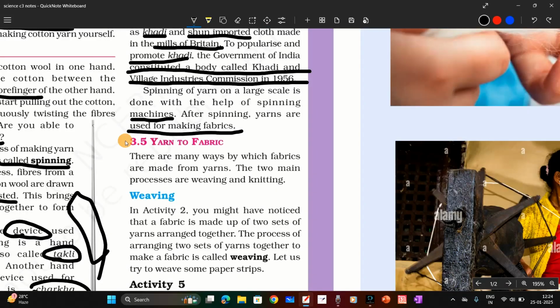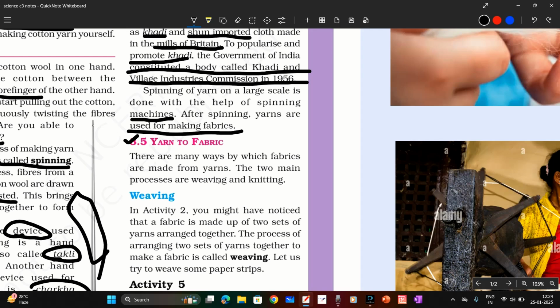Next, we'll go to section 3.5. 3.5 tells us about yarn to fabric. We have made the yarn by hand and with the charaka. Now we'll see how fabrics are made after the yarn. There are many ways by which fabrics are made from yarn, and many processes to make them, but in your lesson they have given only two processes. We'll see which processes they are.